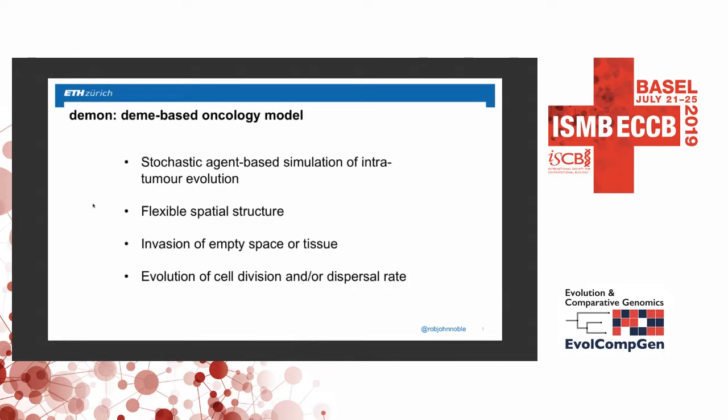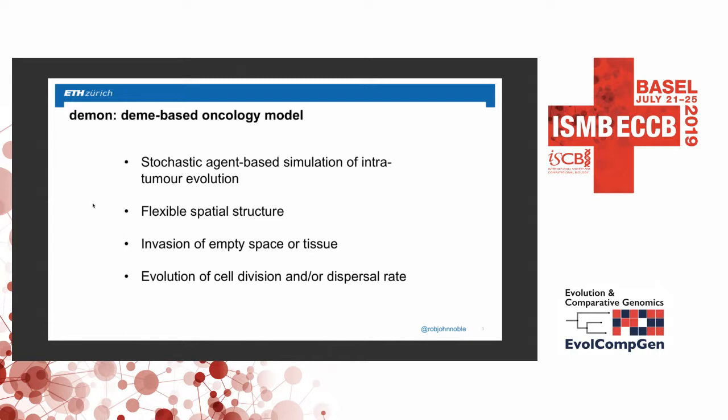So what I've developed over the last few years is a model of intra-tumor population genetics. This is a stochastic model, although we can do some analytical analyses of it. It's an agent-based model where we represent cells and their evolution. And something that I've spent a lot of time on is making sure that this single modeling framework can represent lots of different kinds of spatial structure to allow us to compare different tumor types.